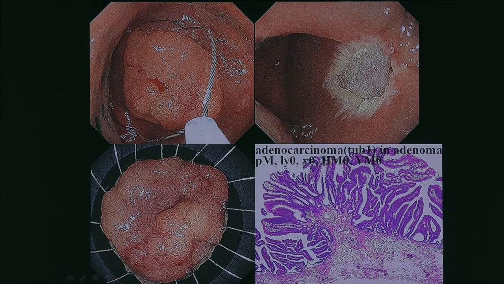The pathological diagnosis was intramucosal cancer in adenoma.